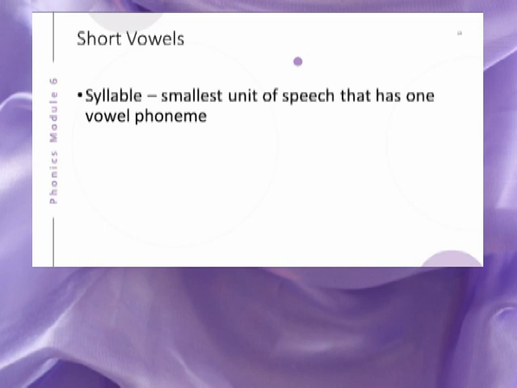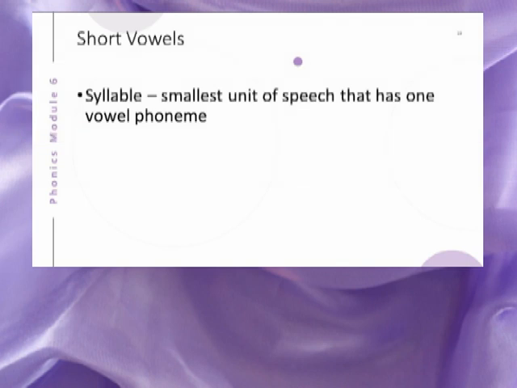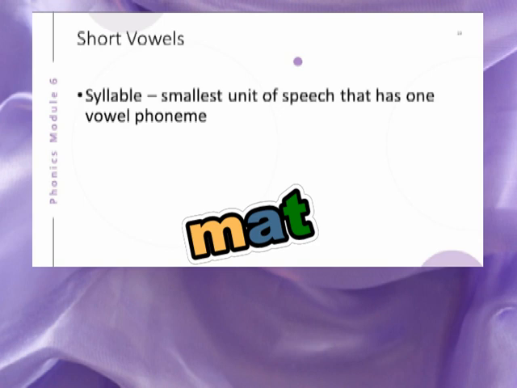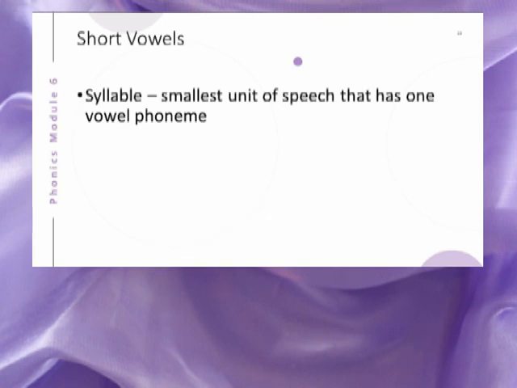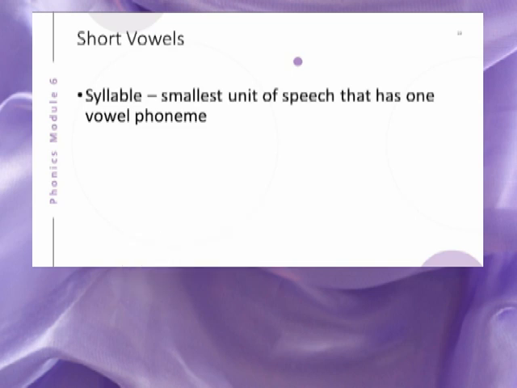To obtain a better understanding of short vowels, we will consider them as they usually occur within the English syllable. A syllable is the smallest unit of speech that has one vowel phoneme. When you say the word mat, you hear one vowel phoneme. It has one syllable. When you pronounce mattress, you hear two vowel phonemes. Mattress has two syllables. A syllable in the English language has only one vowel phoneme.